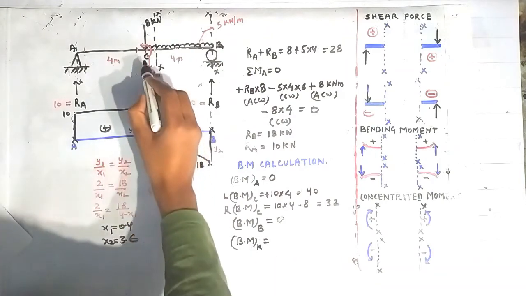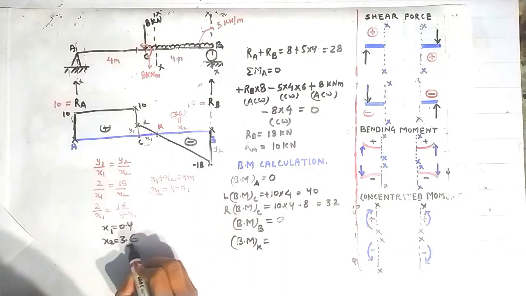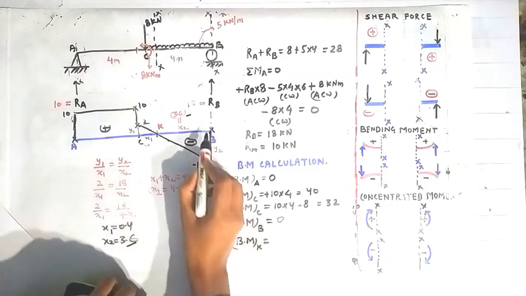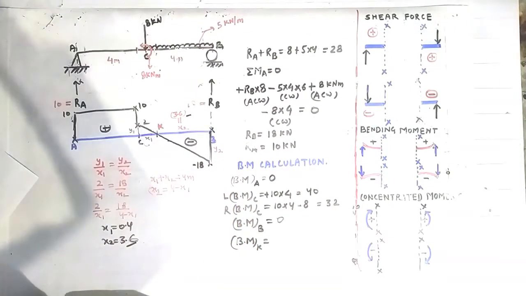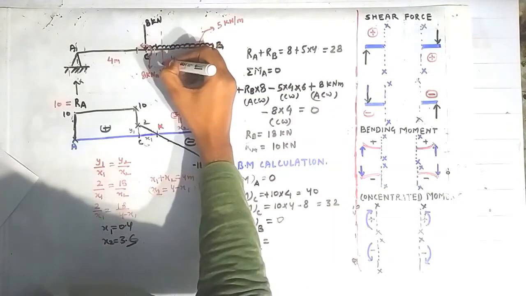The point K is lying between the point C and B, and the point K is lying at a distance of 3.6 from this point B. So this point K will lie somewhere here. Okay, I am drawing here. It is lying somewhere here.